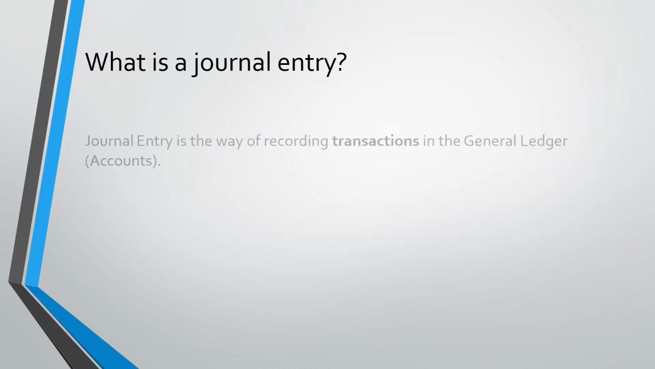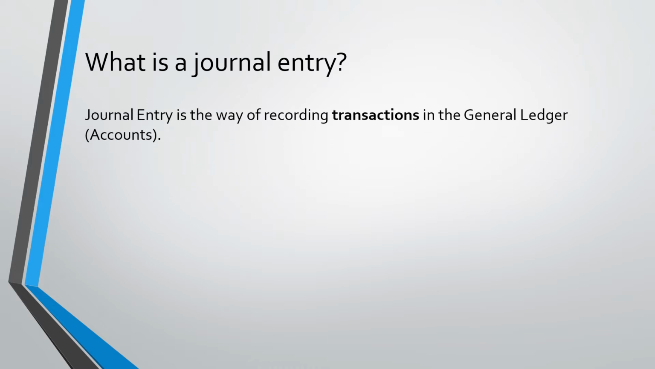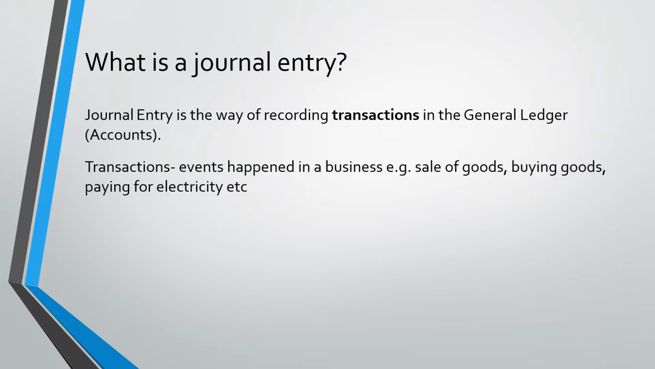What is a journal entry? A journal entry is a way of recording transactions in the journal ledger or set of accounts. If you remember, every business event is a transaction. It can be sales of goods or buying goods or paying for electricity or any other bills.